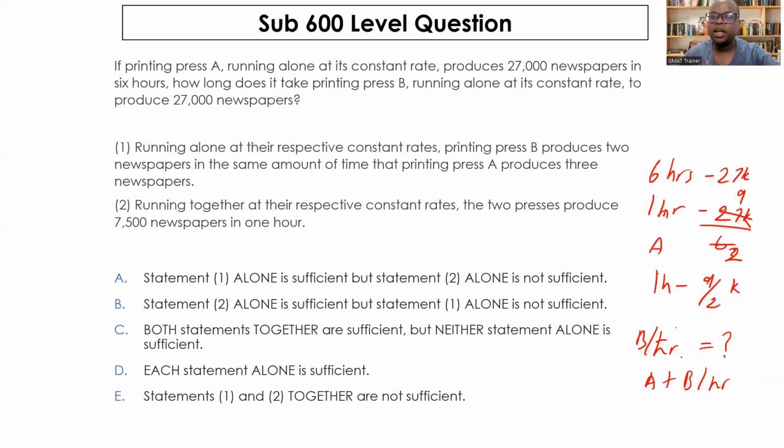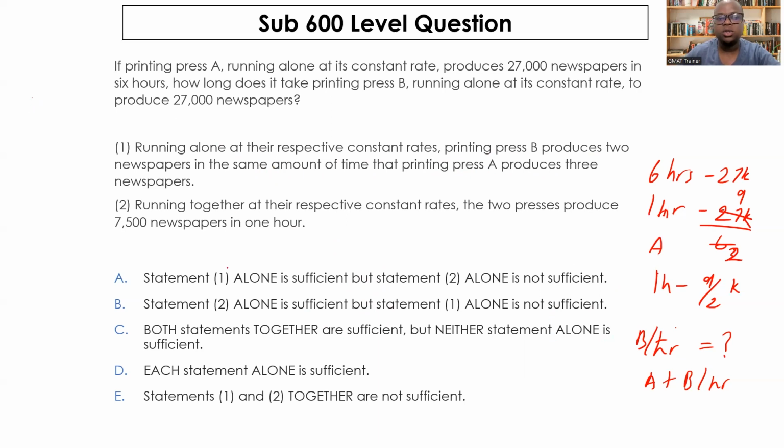So it becomes fairly easy for you as an examinee to go about such kinds of problems. Let's go to the first statement and see. Running alone at their respective constant rates, printing press B produces 2 newspapers in the same amount of time that A produces 3 newspapers. So A does 3 newspapers, and B does 2 in the same amount of time.